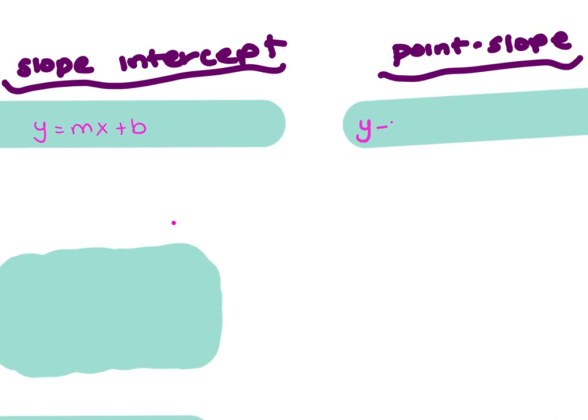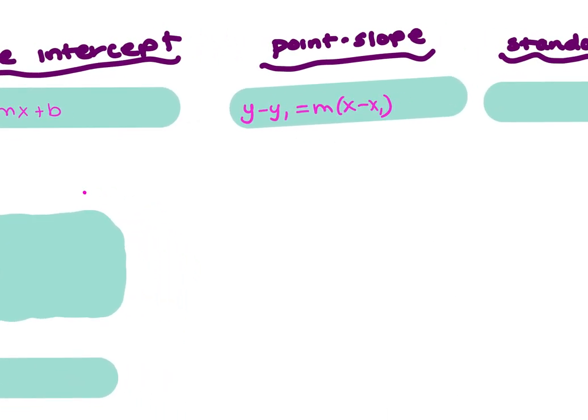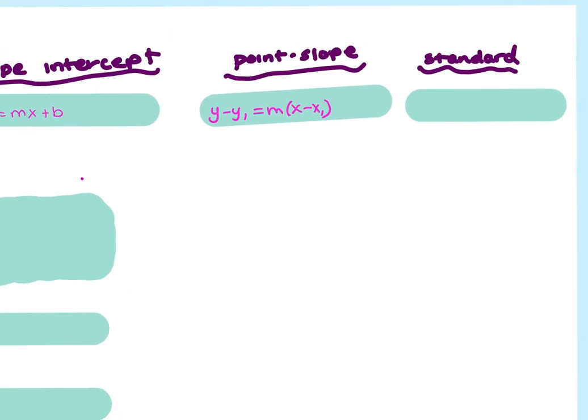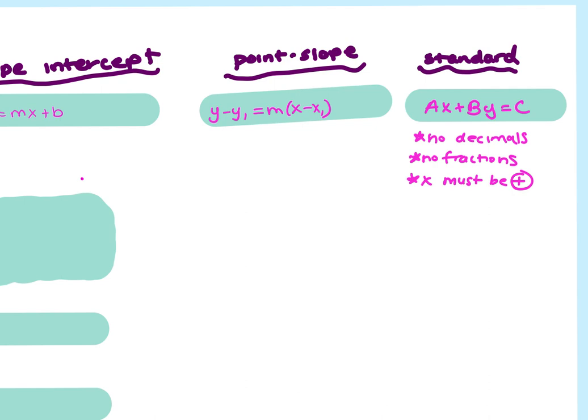Point-slope, y minus y1 equals m times x minus x1. That we can plug into. It might ask you to put it in point-slope at the end, but that's rare. And then standard, ax plus by equals c. No decimals. No fractions. And x must be positive. Again, it might ask you to put your equation in that format at the end. If it doesn't, you default to slope-intercept.